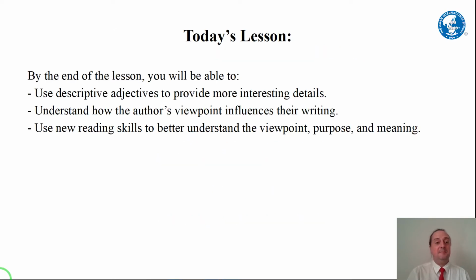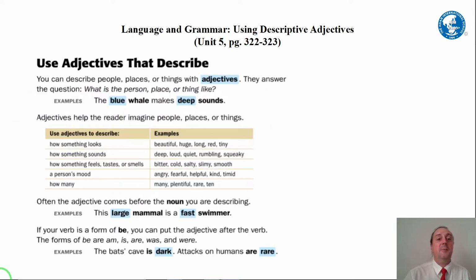Let's get started. Today's lesson we're going to talk about descriptive adjectives and how we use them to provide more interesting details. We're also going to try and understand how the author's viewpoint influences their writing and our understanding of someone's writing. And then we're going to use our new reading skills to better understand viewpoint, purpose, and meaning. So, first, descriptive adjectives.